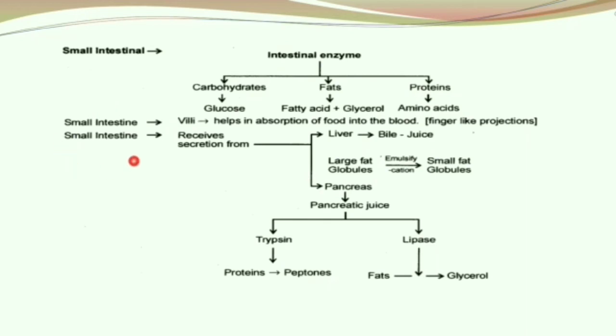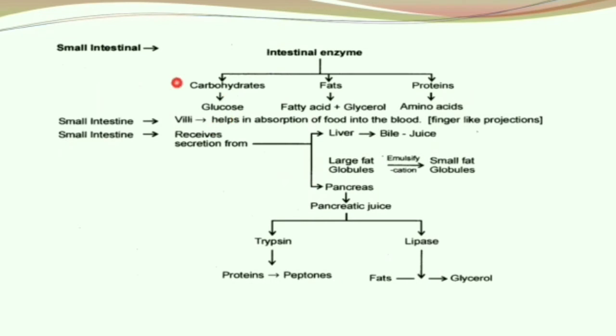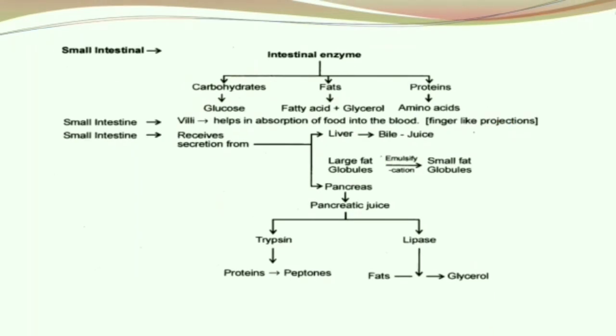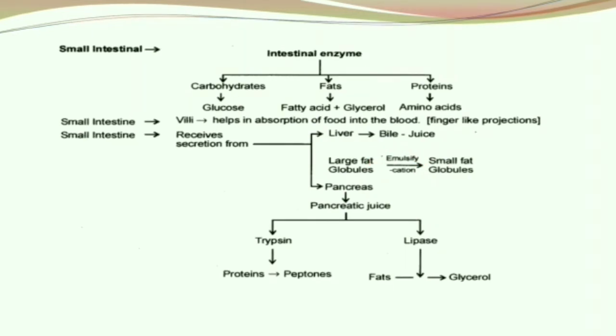The small intestine receives secretions from the liver and the pancreas. The villi help in absorption of food into the blood. These villi are finger-like projections. The liver secretes the bile juice and the pancreas secretes the pancreatic juice. Over here, the large fat globules get converted into small fat globules via emulsification. Now the pancreatic juice has trypsin and lipase. Trypsin converts proteins to peptones and lipase converts fats to fatty acids and glycerol.